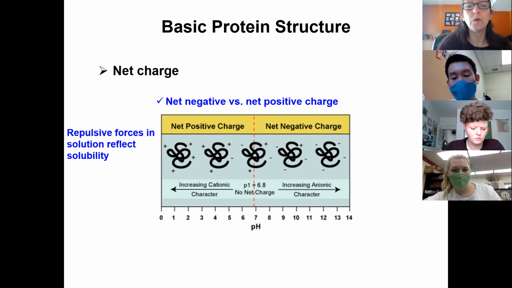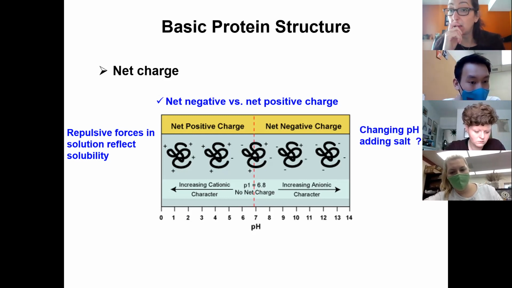Then you have more interaction with water and less protein-protein interaction. So when your protein has a net charge, whether net positive or net negative, you have better solubility.